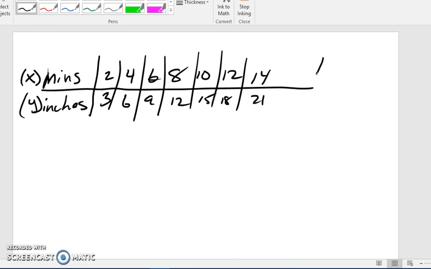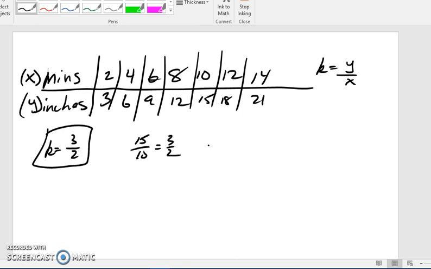And remember, when we solve for the constant, it's y divided by x. So if I take the y, which is 3, and put it on top of the 2, I've got my constant, 3 halves. If I grab someone else like 15 over 10, put the y on top of the x, you divide by 5, you get 3 halves. So there's your constant. Your equation there is y equals 3 halves x.